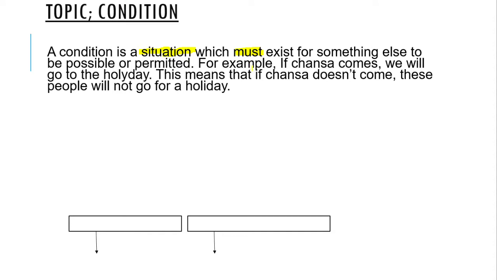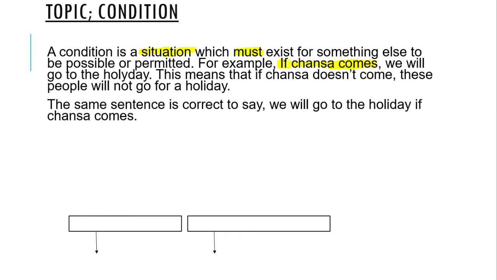For example, if Chancellor comes, we will go to the holiday. Look at the condition here. We have the condition that Chancellor should come for these people to go to the holiday. Chancellor should come because of the word if. So the word if is used to express condition.